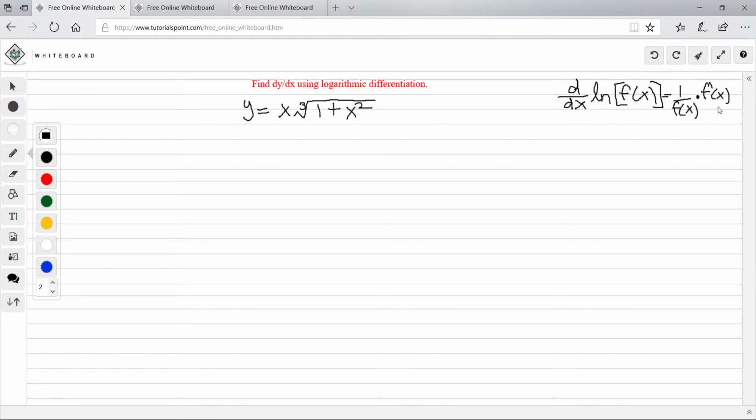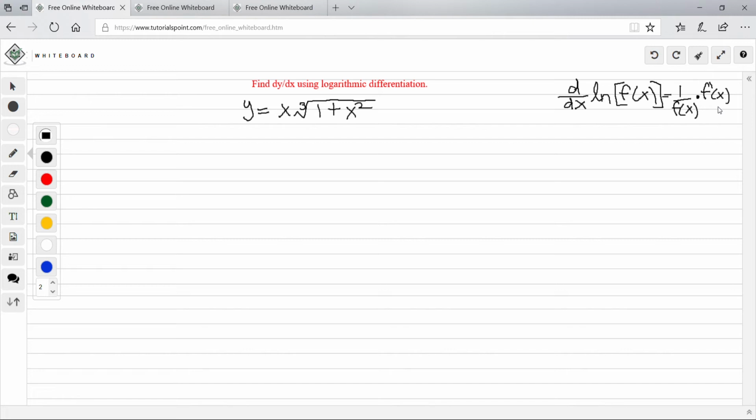So today we're going to learn about logarithmic differentiation. So the first problem says we've got to find dy/dx using logarithmic differentiation. One of the formulas we need to know is that the derivative of ln of f of x is simply 1 over f of x times f prime of x. So we need that rule to do logarithmic differentiation.